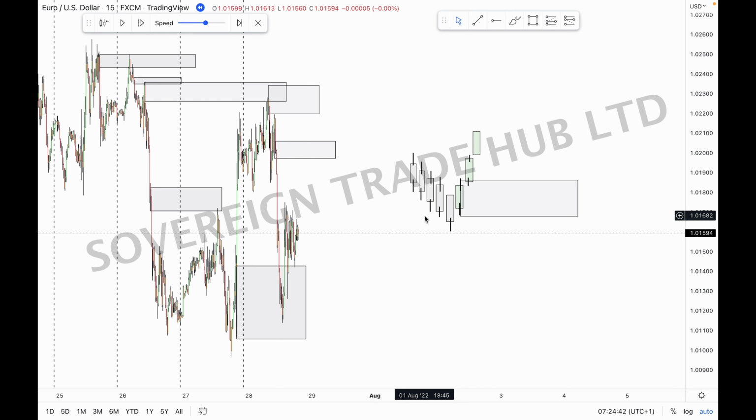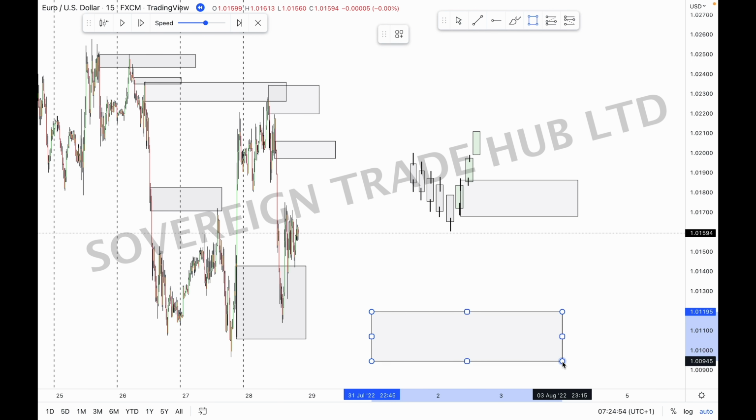Today we'll be looking at mitigation and unmitigation, and I'm going to be doing my best to keep it as simple as I can. Now, let me draw something like this.